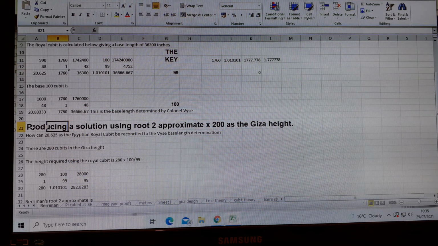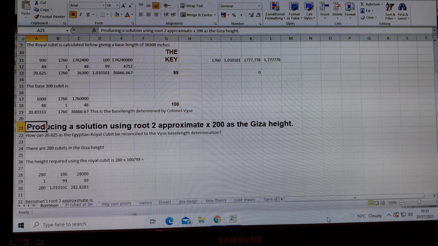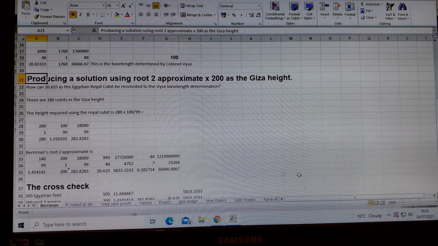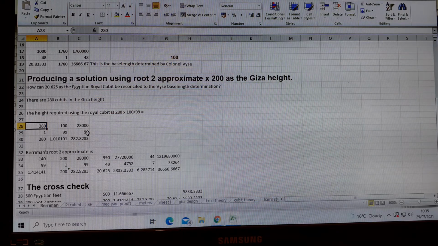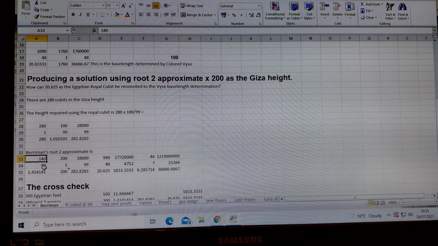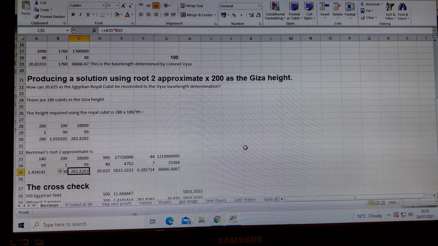But now we're looking at the height. We know there are 280 cubits in the height, but we want 280 times 100/99. And that's where this root 2 approximate comes in. So the height required using the royal cubit is 280 times 100/99. 280 times 100/99 is 28,000 divided by 99, which is 282.8282. And that happens to be Berriman's root 2 approximate, 140 divided by 99, which is that, multiplied by 200, giving 282. And that's the proof. It's as simple as that.